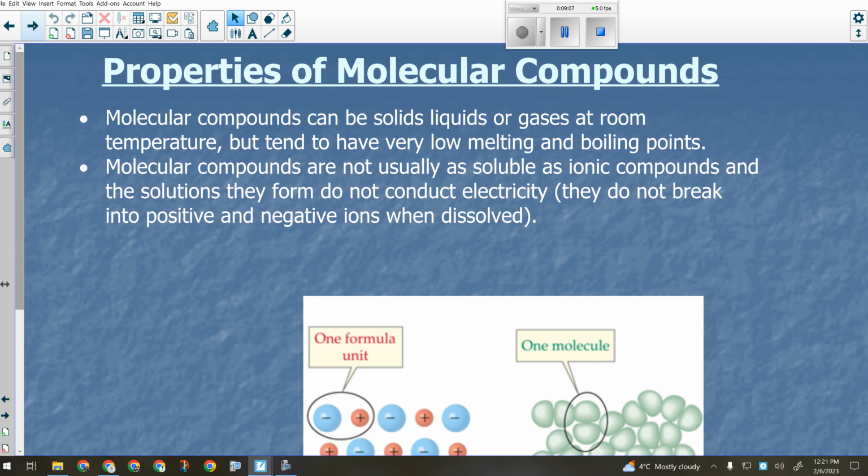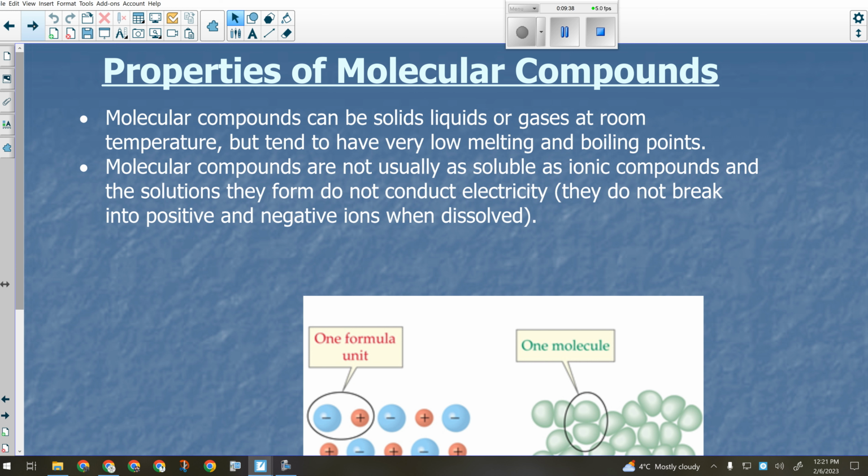For molecular compounds, they're very different. Molecular compounds typically have low melting and boiling points, so they can exist in any state at room temperature. Water, which is a molecular compound, just happens to be a liquid at room temperature, but carbon dioxide is a gas. They're both molecular compounds. There aren't that many solid molecular compounds at room temperature. There's much more gases and liquids, and they typically have lower melting and boiling points.